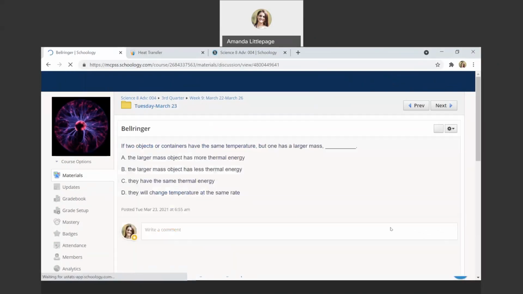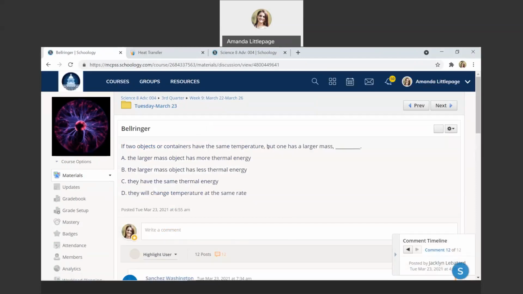Yesterday's bell ringer said if two objects or containers have the same temperature, but one has a larger mass, the correct answer was in fact A. The larger mass object has more thermal energy. So it doesn't matter about the temperature necessarily. You could have a large block of ice or a small lit match.